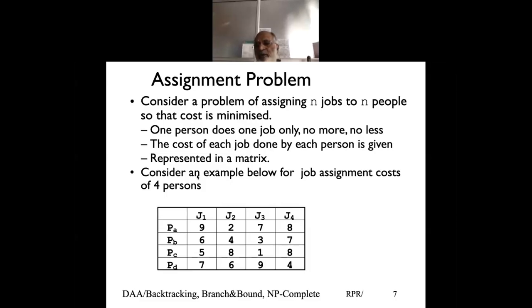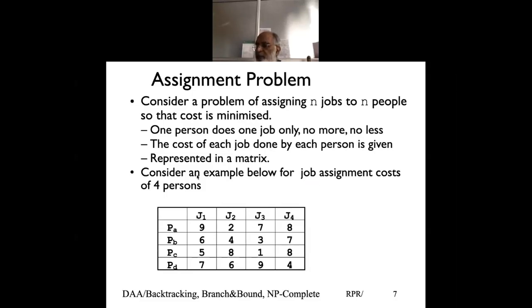I would like you to give a thought for 2 minutes and see what do you think would be the best solution you can find, looking at the brute force. Which job do you want to assign to somebody so that you get the minimum cost? Can you spend 2 minutes and work it out?